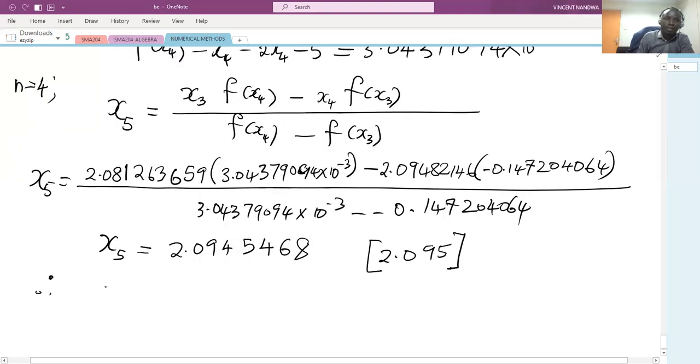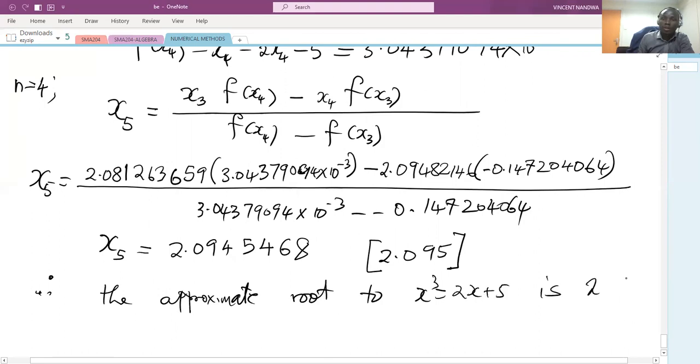therefore the approximate root to the equation x cubed equals 2x plus 5 is 2.095, i.e. x is approximately equal to 2.095 to 4 significant figures.